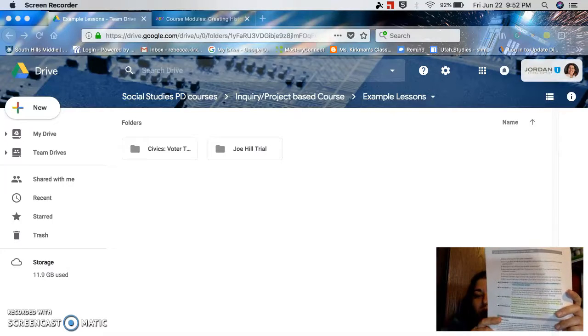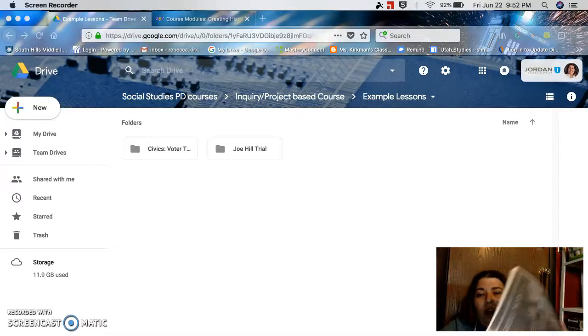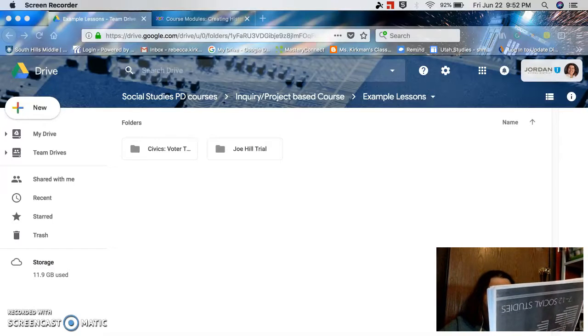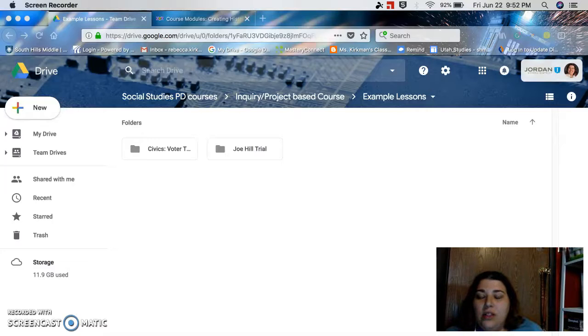So two of the core standards that I'm going to be covering with my project is standard 3.1 that talks about principles in the Utah Constitution, and 3.3 and 3.4, which talk about the progressive era and the labor movement.